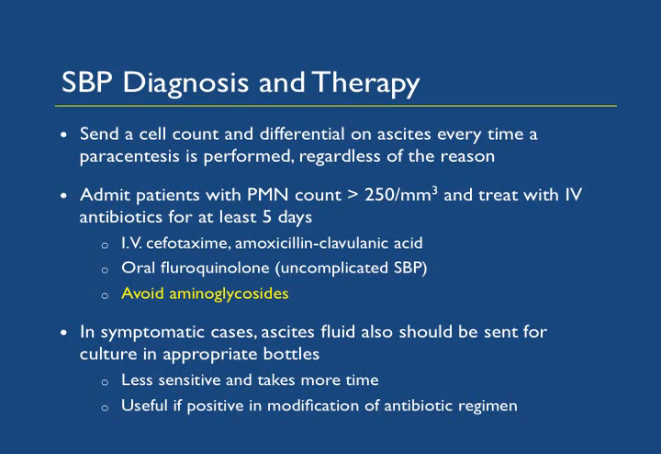First is to send a cell count and differential on ascites every time a paracentesis is performed, regardless of the reason. Second, admit patients with a poly count of greater than 250 and treat with IV antibiotics for at least 5 days. Cephalosporins and other appropriate drugs are listed here. In symptomatic cases, ascites fluid also should be sent for culture in appropriate bottles, although this is less sensitive and takes more time, but it's useful if positive in the modification of your antibiotic regimen.